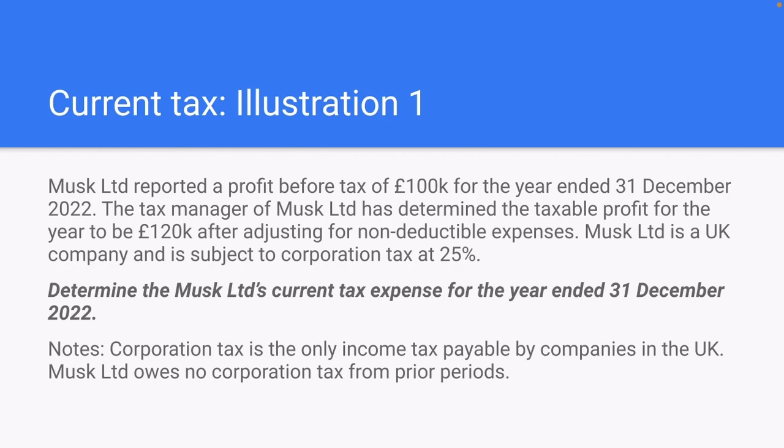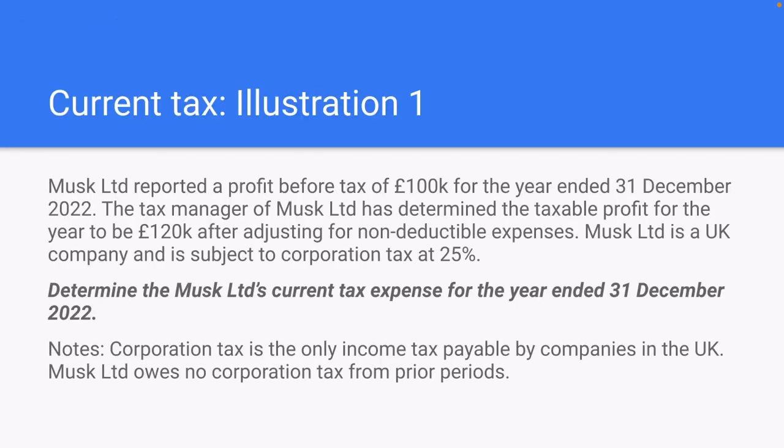So down to the question, it says, determine the current tax expense for Musk Limited for the year ended 31 December 2022. And it puts certain notes there to say that corporation tax is the only income tax payable by companies in the UK. Musk Limited owes no corporation taxes from prior periods. So let's look at a solution to this illustration.